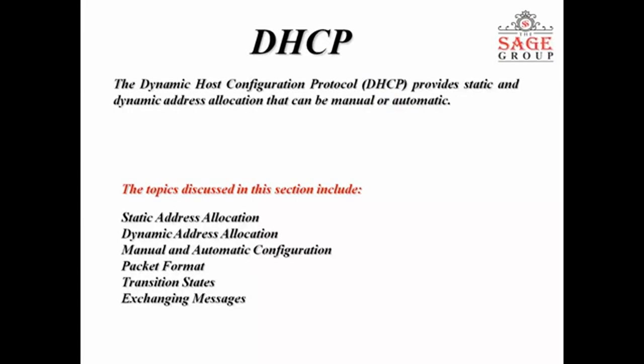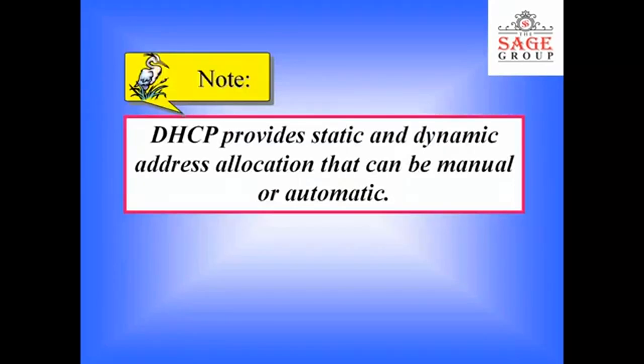In this topic, we have learned about how static address allocates, how dynamic address allocates, manual and automatic configuration of protocol, what is the packet format for DHCP, how transition states work, and how messages can be accessed. Now we start DHCP. As we already told, write down the things. DHCP provides static and dynamic address allocation that can be manual or automatic.